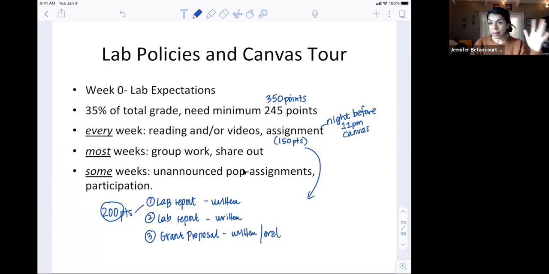And these unannounced POP assignments, I don't call them quizzes, because quiz and exam to me means closed notes. It means stress for time. So anytime I give you a POP assignment, it's like, hey, work with whoever you want, but I'm going to go ahead and let you leave. 45 minutes you have, open this assignment on Canvas, complete it.